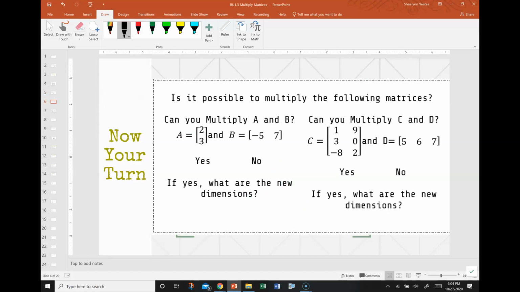So, I want you guys to see if these can multiply. So you first have to remember how to decide how many rows, columns, and what the dimensions are, and match them up. And if you can multiply them, say yes or no. And if they are yes, what are the new dimensions? So go ahead and give this a try.